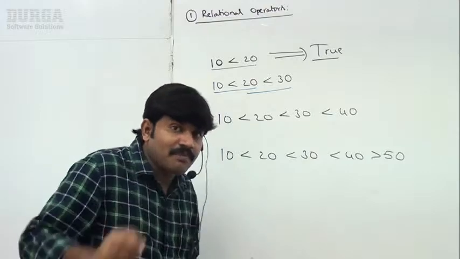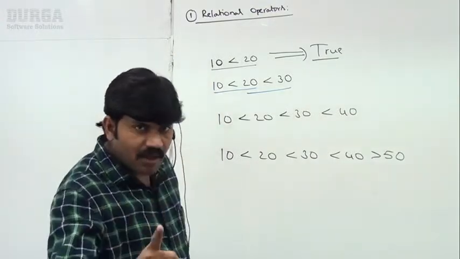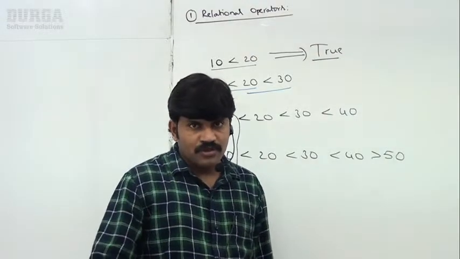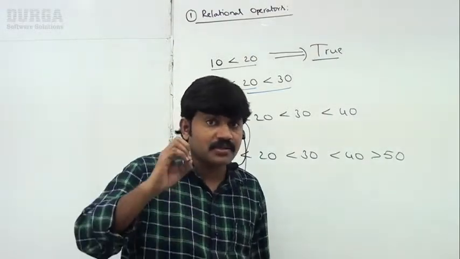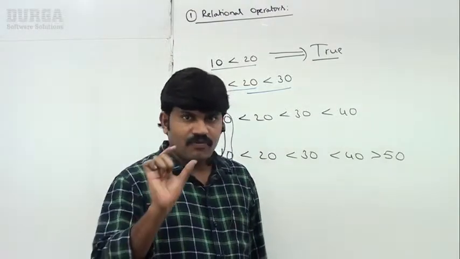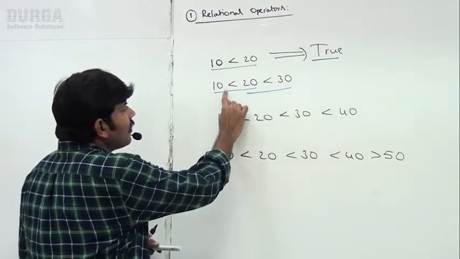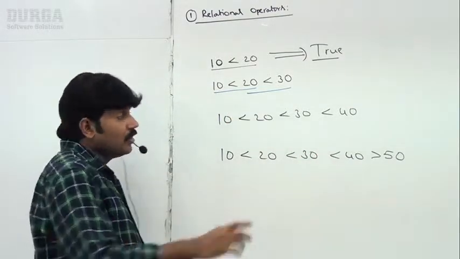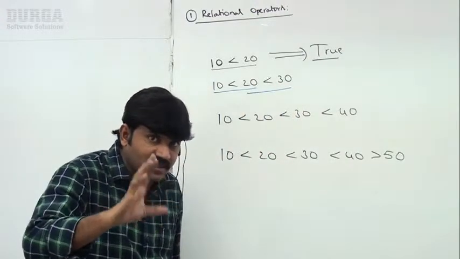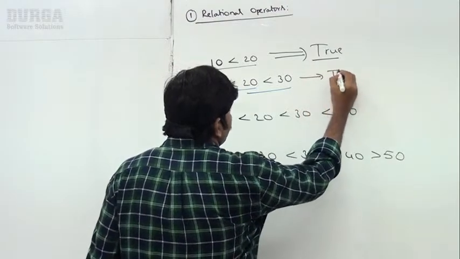If multiple comparisons are there, how is the behavior? Very simple. If all comparisons return true, then the result is true. If at least one comparison fails, returns false, then the result is always false. Remember. Now 10 less than 20, true. 20 less than 30, true. Both comparisons return true. That's why the result is true.